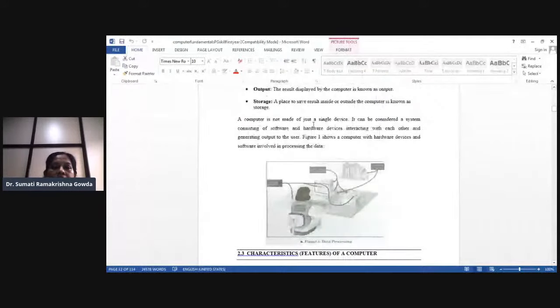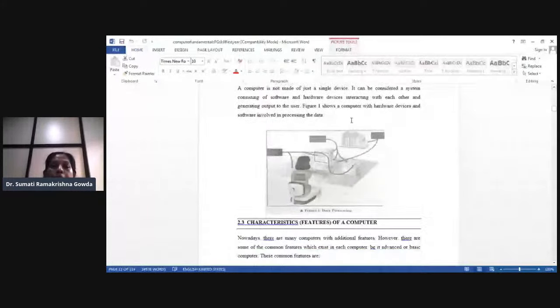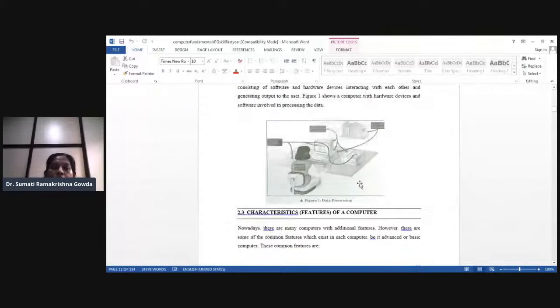A computer is not made up of just a single device. It can be considered a system consisting of software and hardware devices interacting with each other and generating output to the user. This figure shows a computer with hardware devices and software involved in processing the data. You are entering the data through the keyboard, it goes into the machine, it is processed, and after processing you are printing it. This is the printer. The whole process is called data processing.